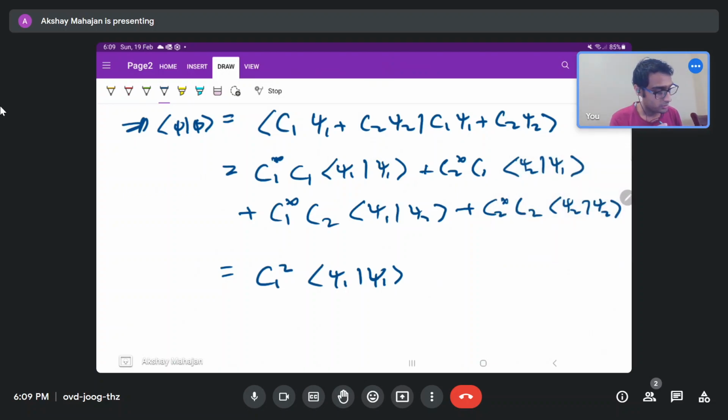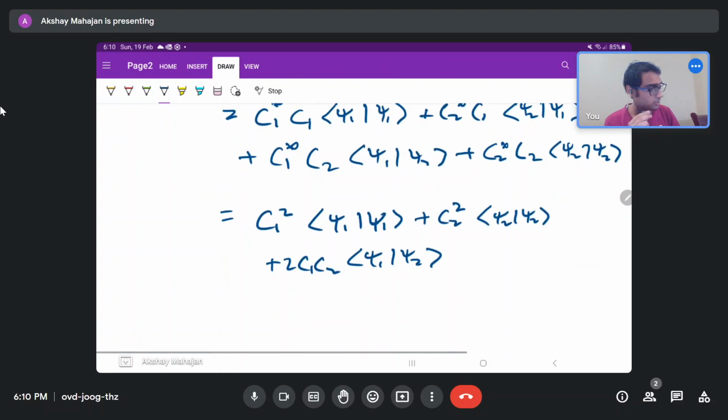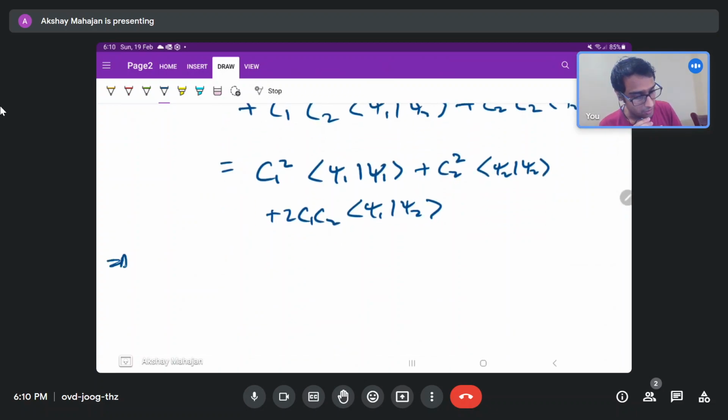So we have C1 square psi1 psi1 plus C2 square psi2 psi2 plus 2 C1 C2 psi1 psi2. Since these are real, psi1 psi2 and psi2 psi1 are the same. Now we will do the numerator, phi H phi, and that is what we need to find.